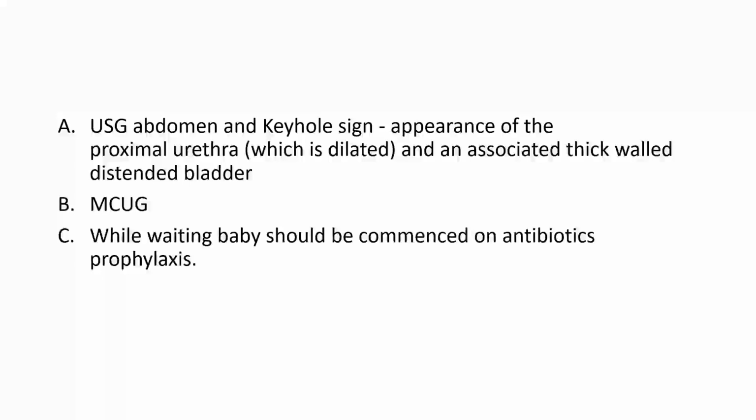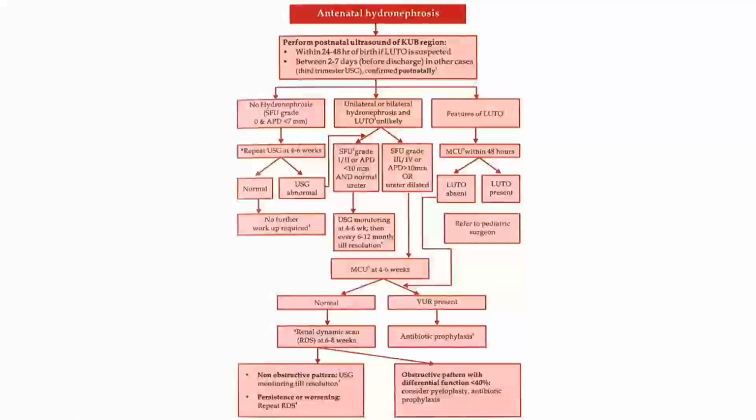Okay, so the next question. So yeah, this is the flow chart and just highlighting whenever there are features of lower urinary tract obstruction, you should perform MCUG within 48 hours. And if LUTO is present, then you refer to pediatric surgeon suspecting posterior urethral valve.